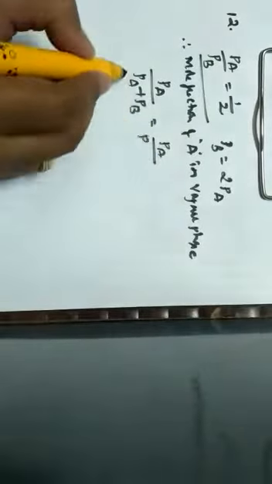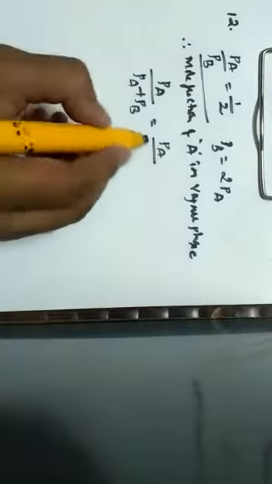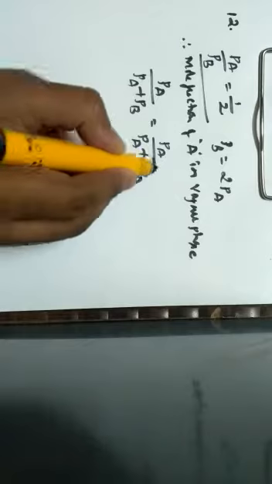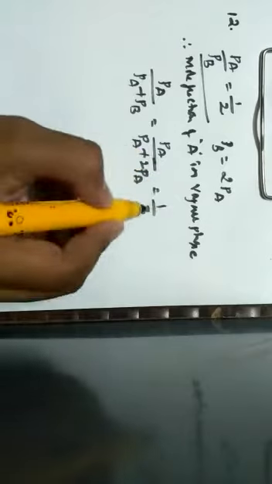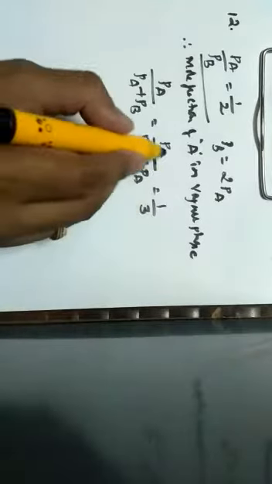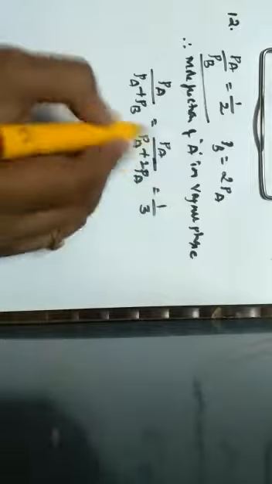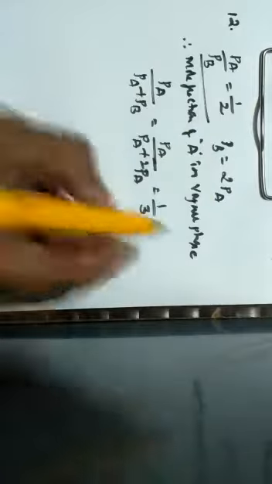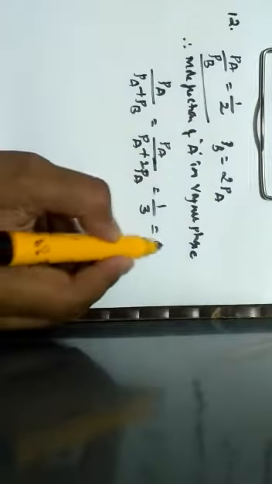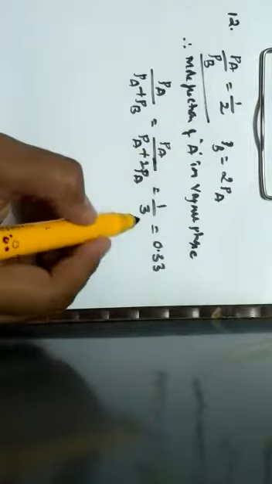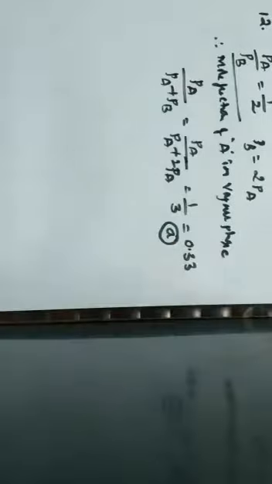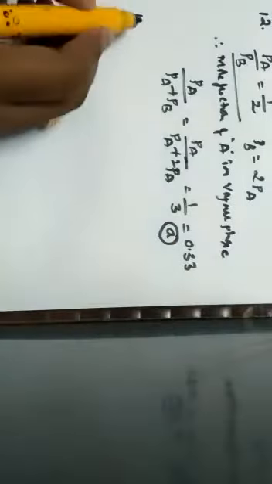So PB can be expressed as what? 2 times PA. Therefore I can write it as PA divided by PA plus 2 times PA, which is nothing but 1 by 3. So here it has been given that PA and PB are in the ratio of 1:2. PB has been expressed in terms of PA, and the result is 1 by 3, that is equal to 0.33. Hence, the correct option for the given question is what? Option A. Next one, question number 13.